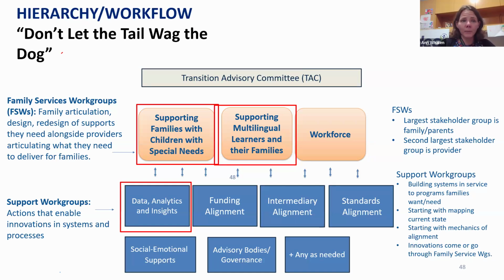There will then be additional work groups that we're calling the support work groups that are going to focus on some of the enablers we know will help our system be able to deliver on that work. So that includes data analytics and insights, funding alignment, intermediary alignment, standards alignment, social emotional supports, advisory bodies and governance. And this is where I'll pause and say, these are the ones we're standing up now, but if there are areas we're missing, or as we learn more and we figure out we need more work groups or sub work groups, we are willing to help stand those up and welcome any feedback on this call if we're missing anything.